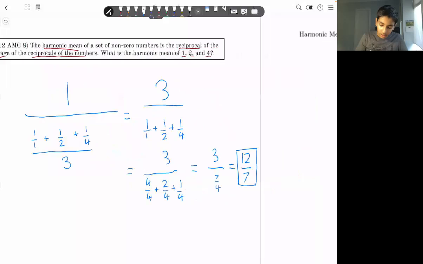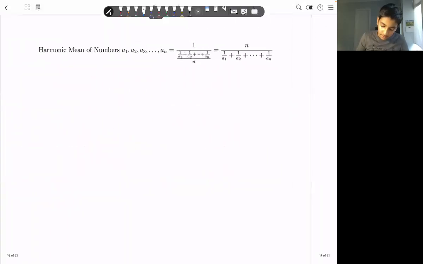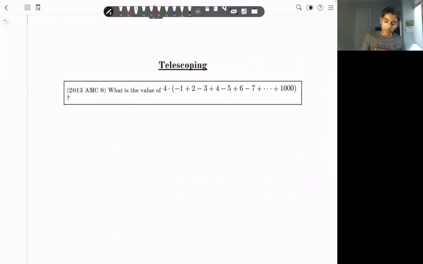So just in general, here's the formula for harmonic means. a1 through an is just going to be 1 over the average of all the reciprocals. And then if you simplify this, we get this expression here. So that's just in general the harmonic mean of n numbers. So we're going to move on to this next problem then.